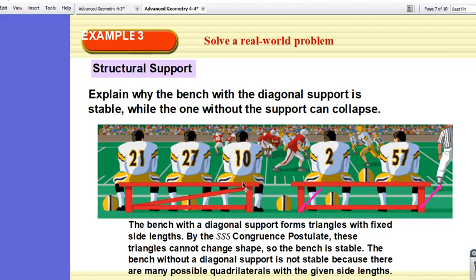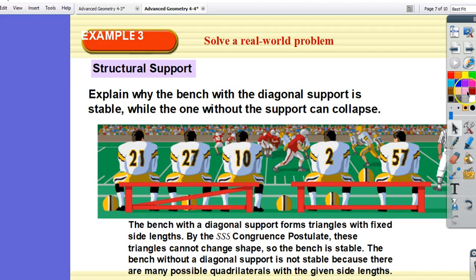It's not gonna happen. So the bench without the diagonal support is not stable, because there's many different possible quadrilaterals with those given side lengths. Does that make sense? You could come up with tons of different quadrilaterals with those side lengths, any set degree. But with this, you can't. Okay, so you want to get those triangles. Those triangles help you have stability.